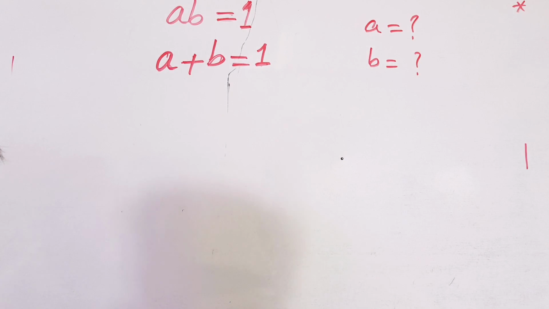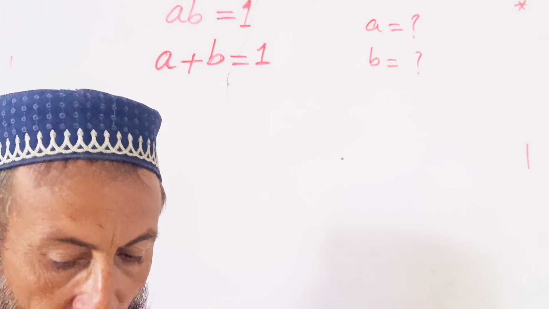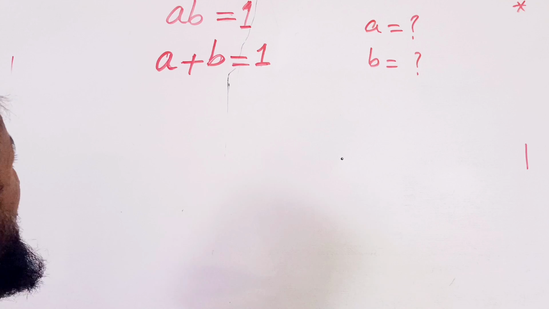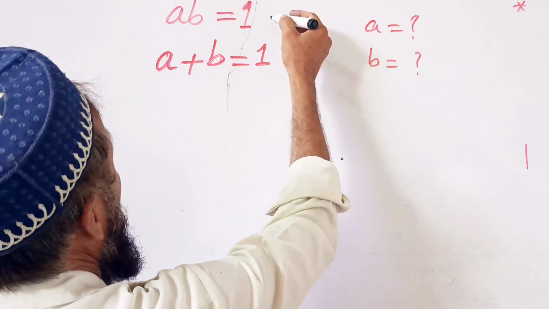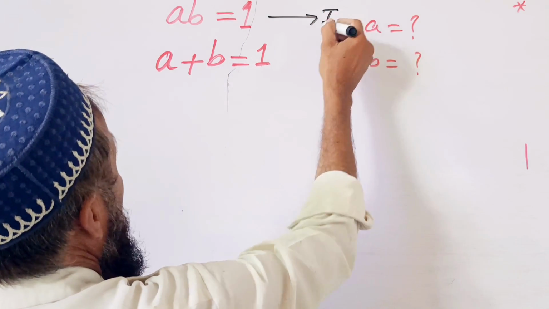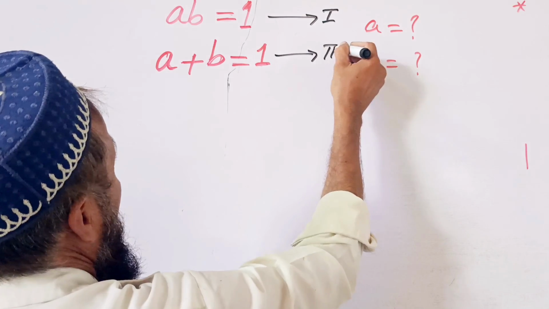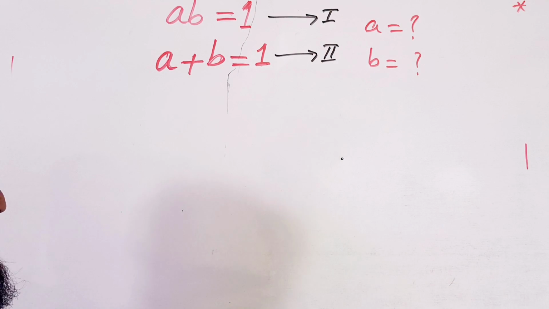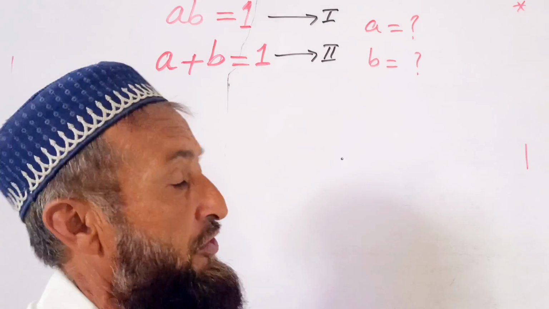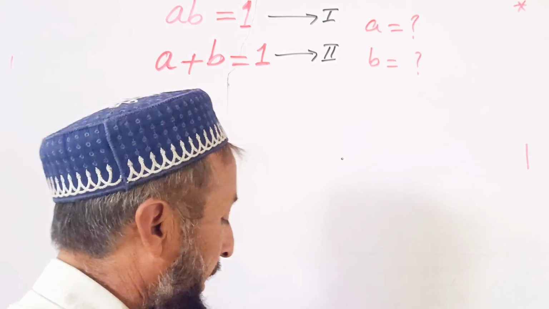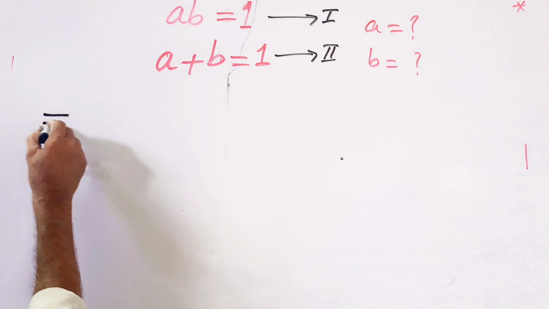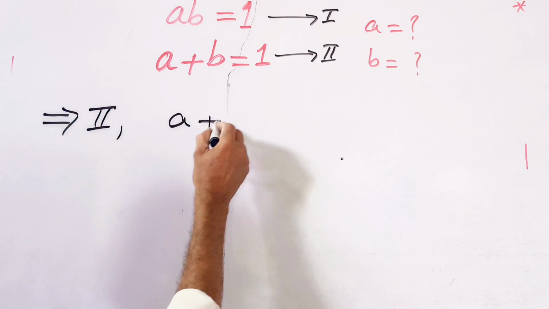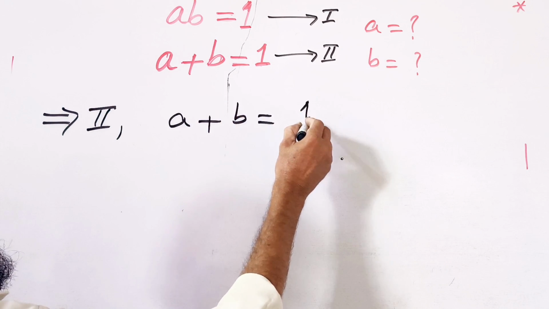Very simple simultaneous equation. So we try to understand this question. First of all, we give names to the equations: this one is equation number first, and this one is equation number second. It is your choice whether you take the first or second equation. So we are taking equation number second: A plus B is equal to 1.